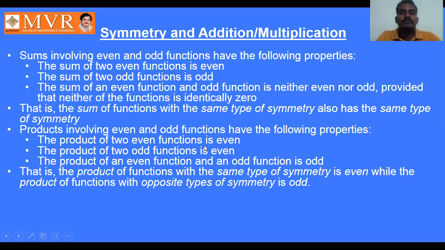Products involving even and odd functions have the following properties. The product of two even functions is even. Similarly, the product of two odd functions is even. The product of an even function and an odd function is odd. So for the sum, even plus even is even, odd plus odd is odd, and even function plus odd function is neither even nor odd. Similarly, for the product, even into even is even, odd into odd is even, even into odd is odd. That is, the product of functions with the same type of symmetry is even, while the product of functions with opposite types of symmetry is odd.